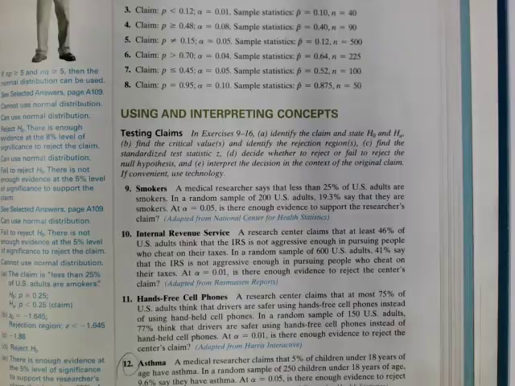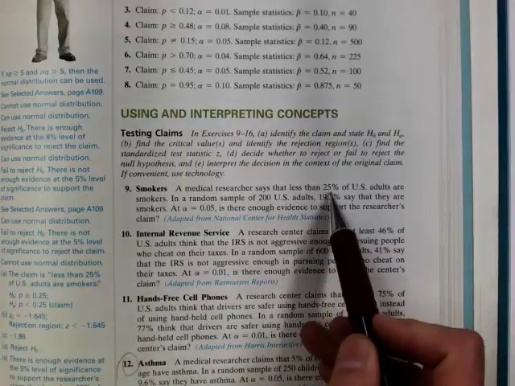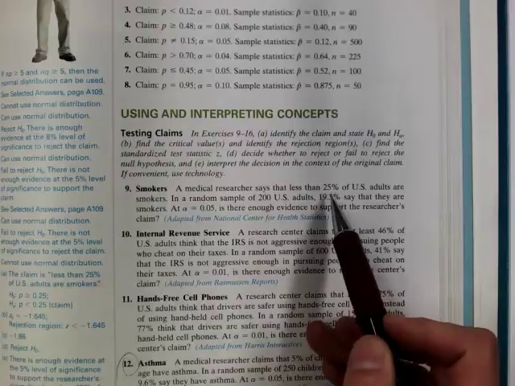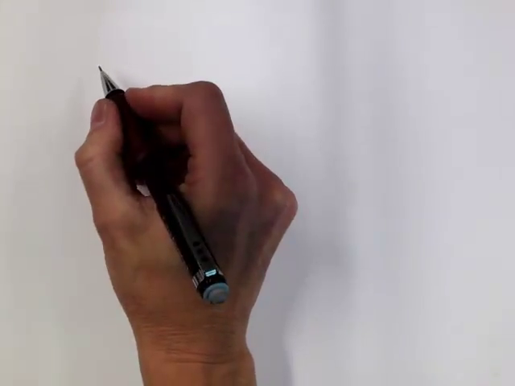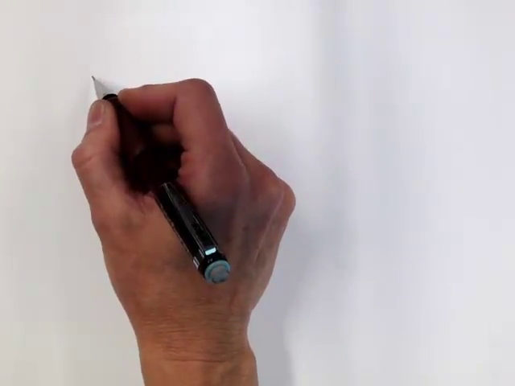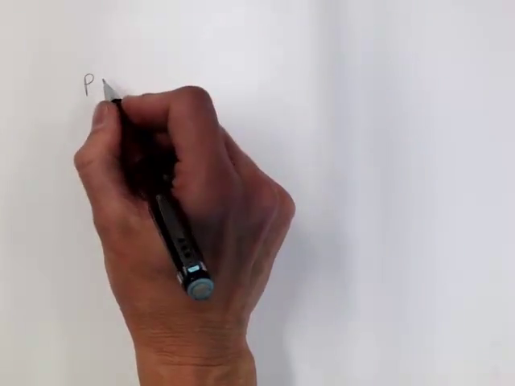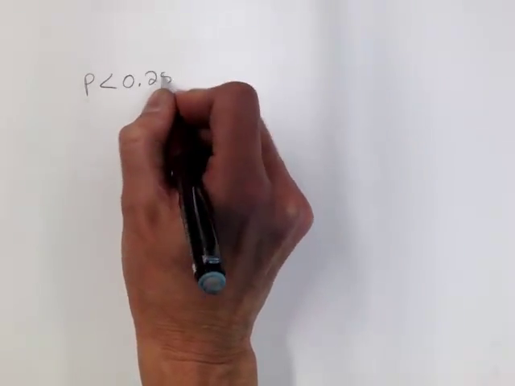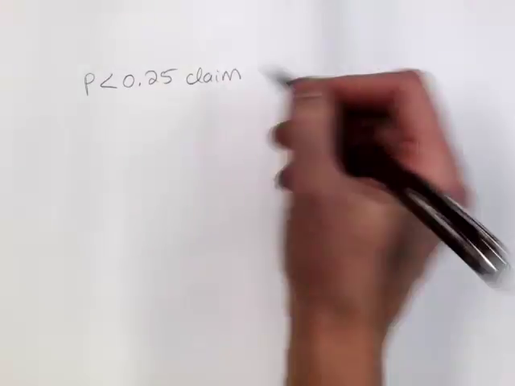Okay, so if this were all mixed up on a test, the first thing you want to identify is what parameter we are testing. Because the claim is about a percent or a proportion, this would be a hypothesis test about P. So the first thing I'm going to do is write that claim in terms of the parameter. The researcher says that less than 25%. Does that include the 25%? No. So the claim is P is less than 0.25.